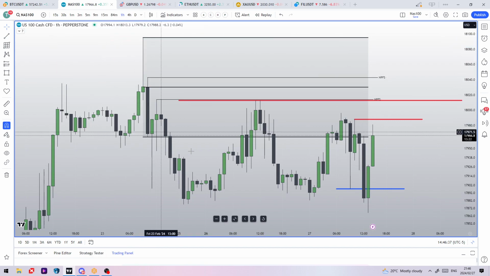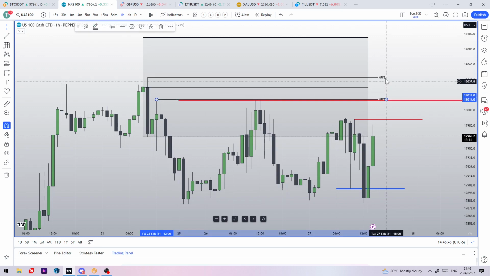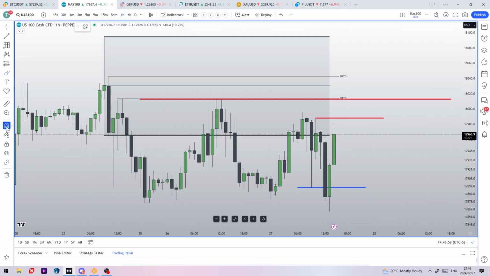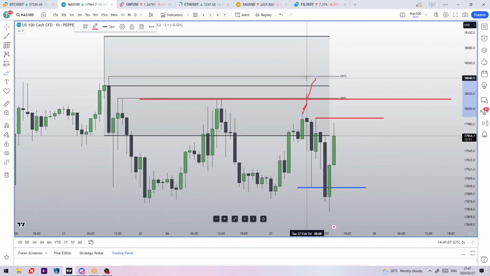Now, at this point, Sunday and Monday, I was targeting this guy right here and this guy right here, right? Also, you can see that the mean threshold is unmitigated. We have equal highs up here. And today, I actually wanted this push up inside here to start pushing towards these high probability failure swings.